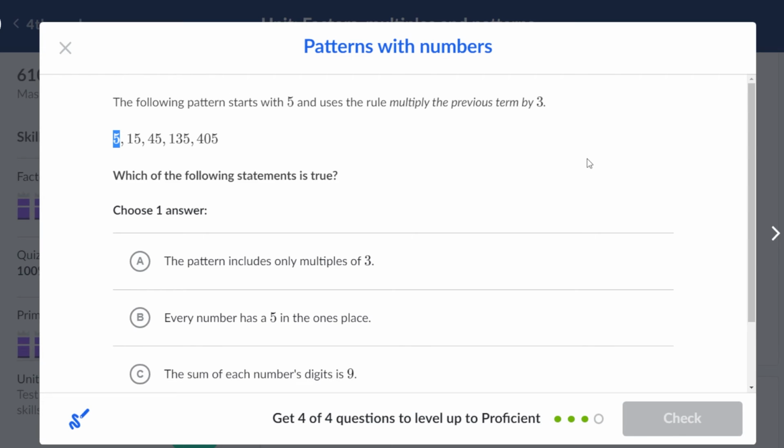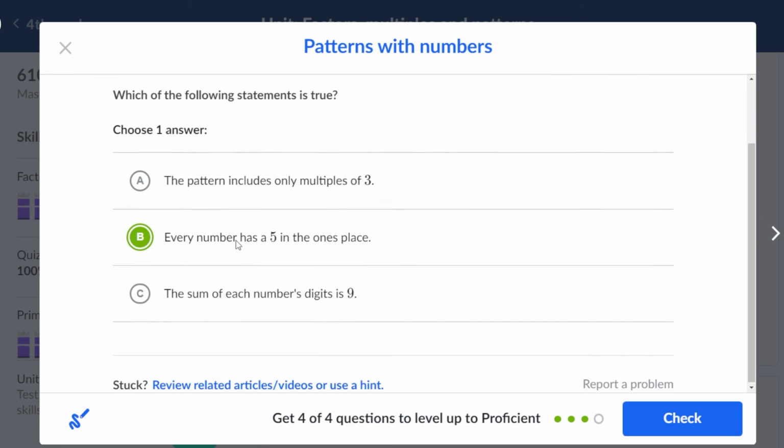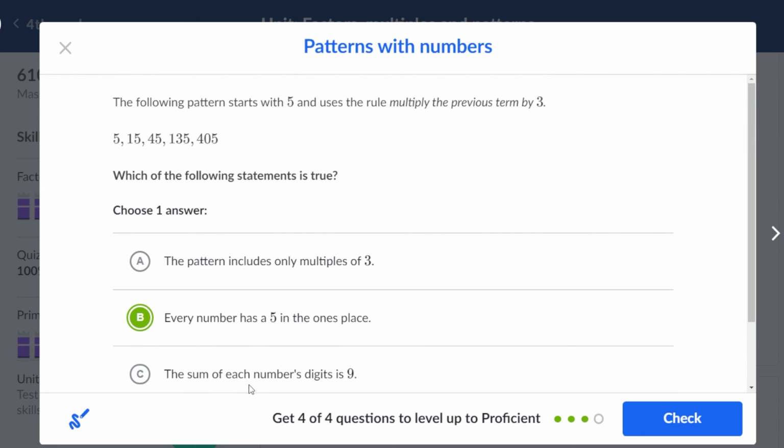We multiply by 3 to get whatever, to get the next number. But it's not true that all of them are multiples of 3. But it is true that each number has a 5 in the ones place. We're going to check the other rules, though, just in case. The sum of each number's digits is 9. Well, that's also obviously not true because 5. Also 15. So the answer looks like it's B.